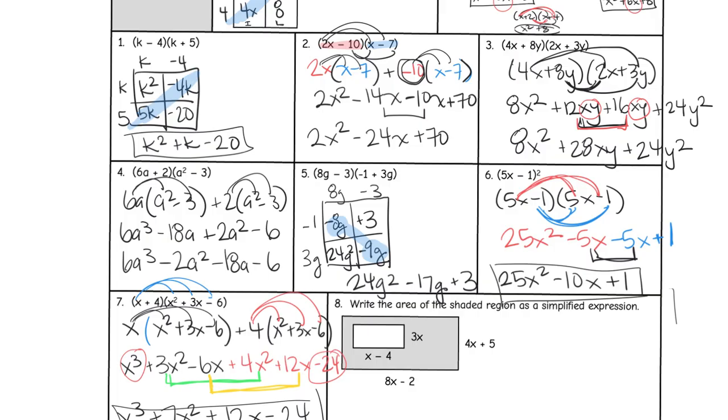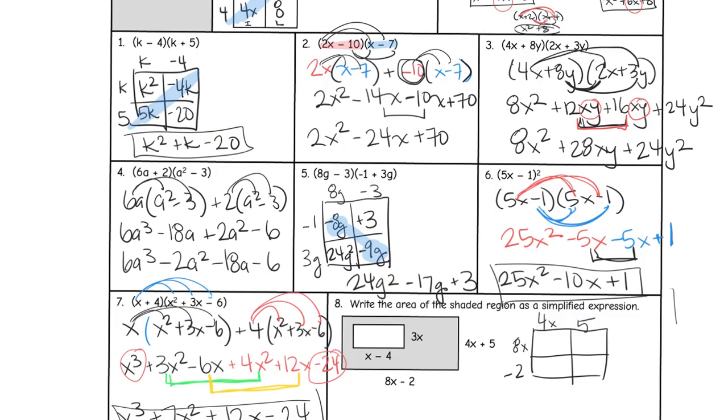All right, last problem. This is really similar to the other area problem we did when we were doing monomials, but notice this time these are binomials, and this is a monomial with a binomial. So to find the area of the whole big rectangle, I need to do length times width. I'll use the box method for this one. 4x plus 5, and I'm going to multiply that by 8x minus 2.